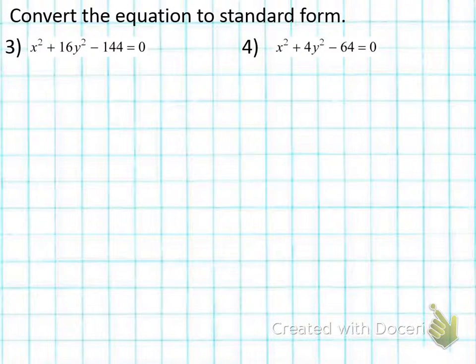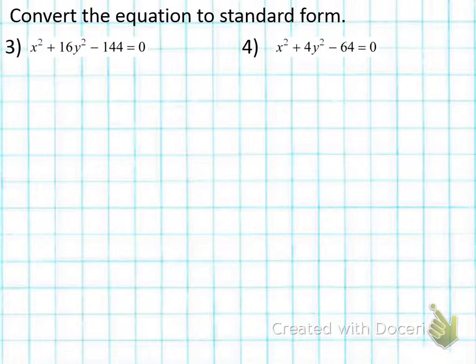Number 3. Please write down number 3. We're going to do this one together. As I work, you're working it out alongside me. Write down the problem, please, to start with. Okay, so we got x squared plus 16y squared minus 144.